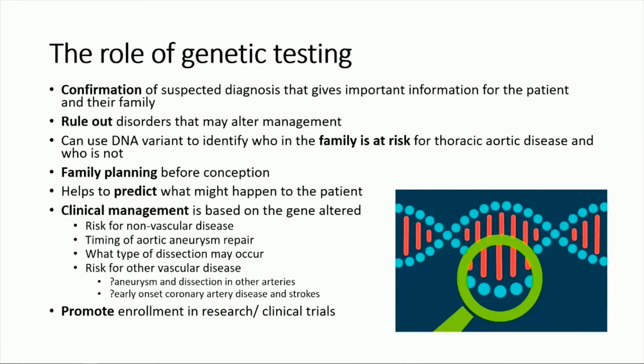And then clinical management is really based on the gene altered. So it helps us determine risk for non-vascular disease, such as allergy or GI disease or orthopedic concerns. Again, the timing of aortic aneurysm repair, what thresholds do we use for intervention? What types of dissections may occur, and risk for other vascular disease. Is there a risk for aneurysm or dissection in the head or neck vessels? Is there a risk for early coronary artery disease or strokes? And finally, genetic testing can sometimes help us with enrollment in research and clinical trials to move our knowledge forward.